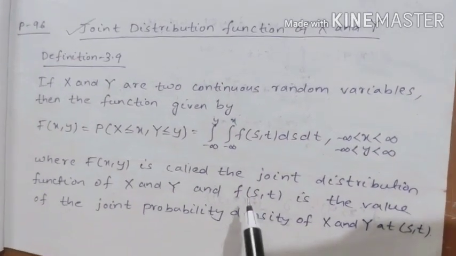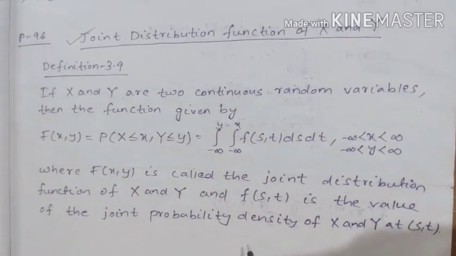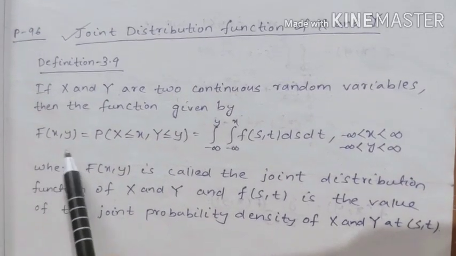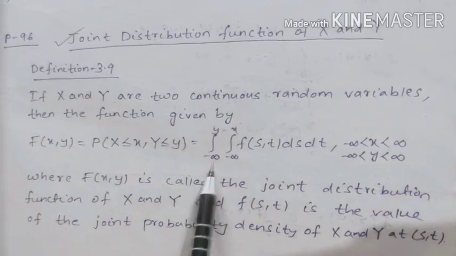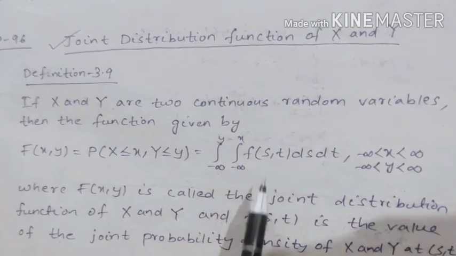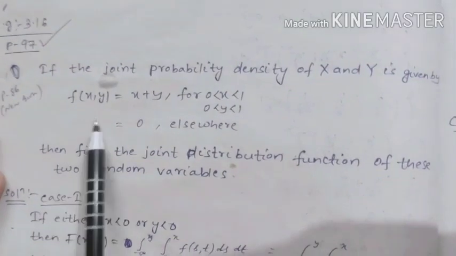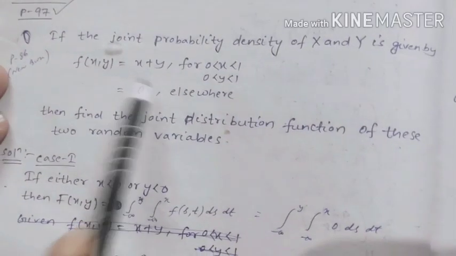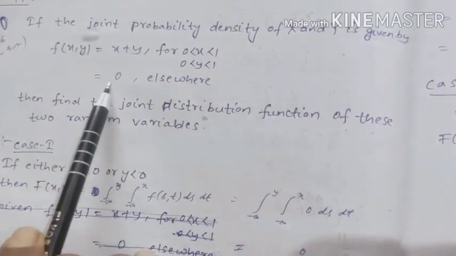Exactly, the cumulative distribution function for continuous variables: capital F of x, y equals P of X less than or equal to x, Y less than or equal to y, which is the integration from minus infinity to y and minus infinity to x of f of s, t ds dt. A suitable example: if the joint probability density of x and y is given by f of x, y equals x plus y, where x lies between 0 and 1 and y lies between 0 and 1, and equals 0 otherwise, then how can you find it out?